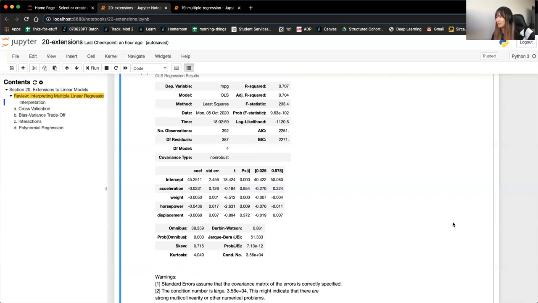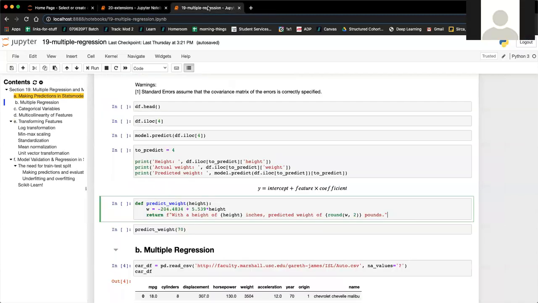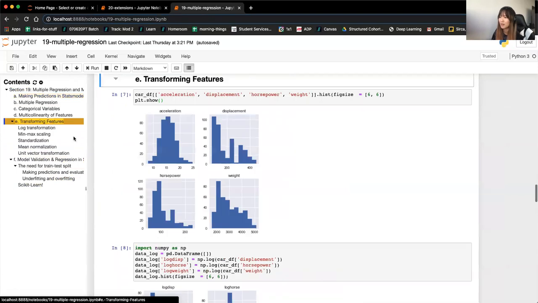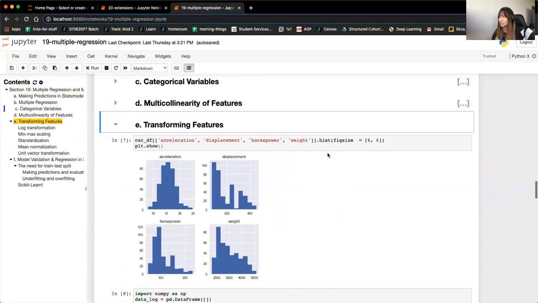We're going to be jumping a little bit back to our past notebook because last Thursday, we didn't talk about transforming features, and we didn't talk about train test split and scikit-learn. So I'm going to start back here, talk about transforming features.